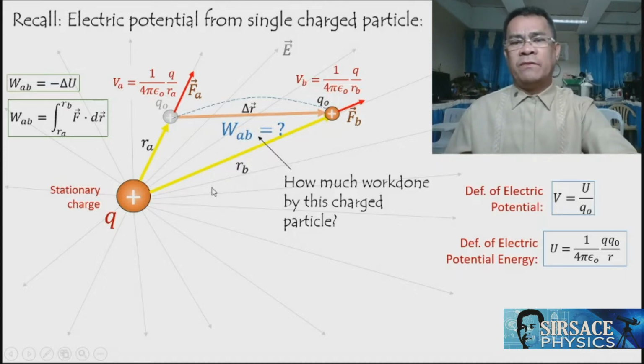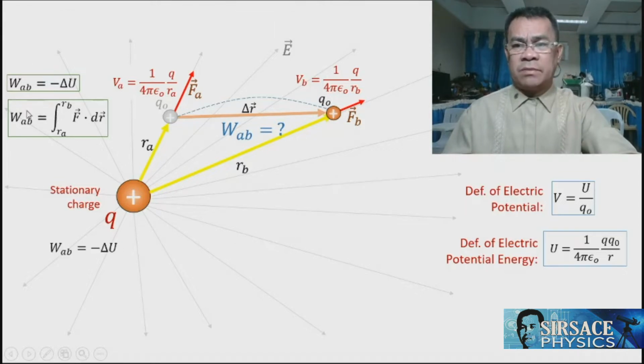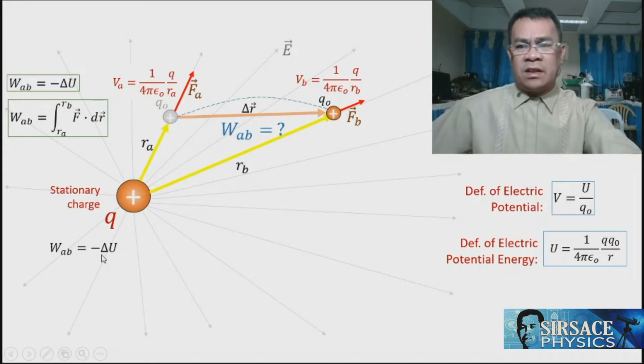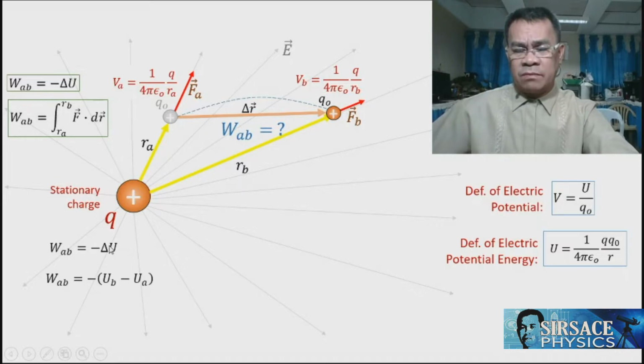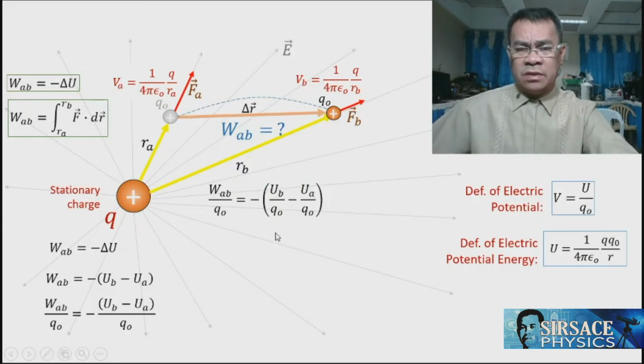Now from the two formulas, we can provide two answers that have the same value. First, we will use this principle. The work done from A to B is the negative change in electric potential energy. So all you need to do is replace the change by the final minus initial, A to B. Then next, we divide both sides by the moving charge, so mathematically, sharing the denominator, this will be the answer.